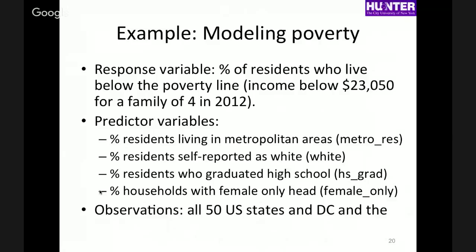And so this data set is like that in that it has neighborhoods, and for each neighborhood, it provides the percent of residents living below the poverty line, along with several predictor variables, which are the percent of residents in metropolitan areas. So this is a measure of how urban the area is. The percent of residents self-reported as white, percent of residents who graduated high school, and the percent of households with only a female head of the household.